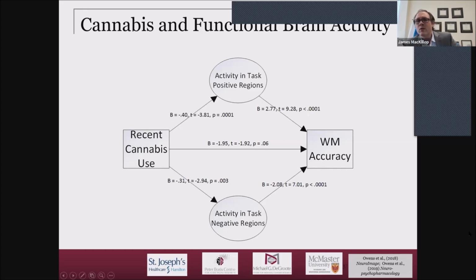So what seems to be the case is that heavy or recent cannabis use is associated with residual deficits or decrements in working memory performance, both because of less engagement of the regions you need to be successful and more interruption from the regions you need to be quiet, basically.